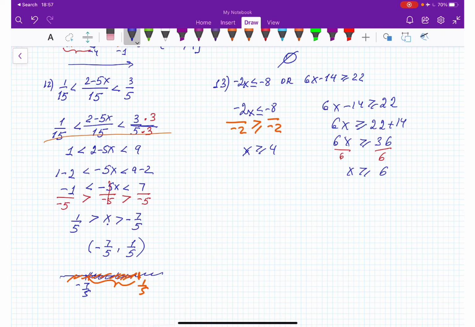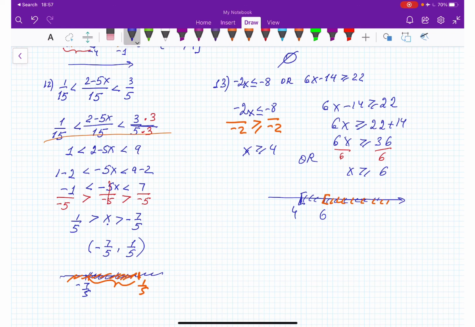So either x greater equal 4 or x greater equal 6. Look what is interesting. I am glad that we are facing this problem. So this is 4, this is 6. So greater equal 4, right? And this one is greater equal 6. Again, square bracket 6.